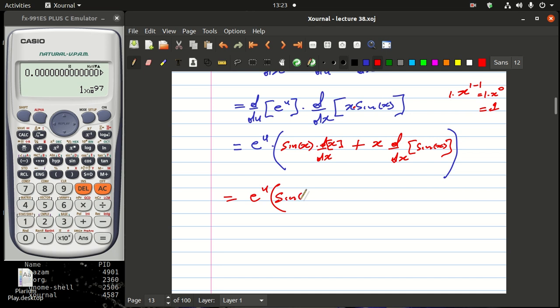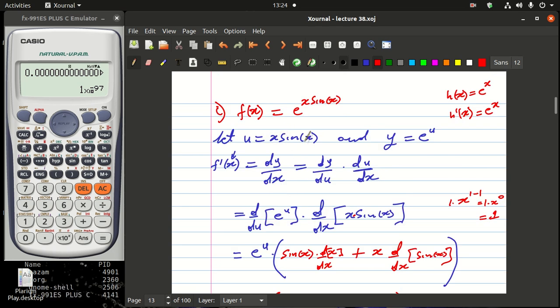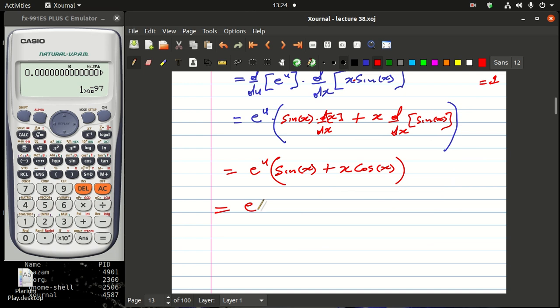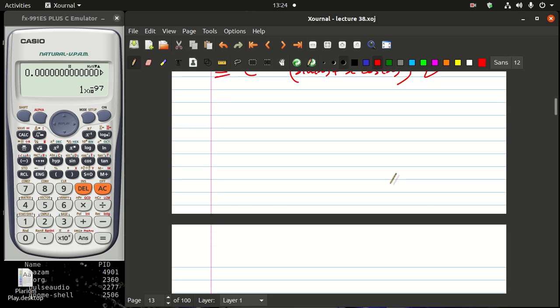So here you'll end up having sine of x plus, I'm still going to have an x here. What is the derivative of sine? The derivative of sine is just going to be cosine of x. And we'll replace this u by whatever u was, which was x times sine of x. So this is going to be e raised to x times sine of x, and then inside here I will end up having sine of x plus x times cosine of x. That's what we're actually looking for here. It's not that deep.